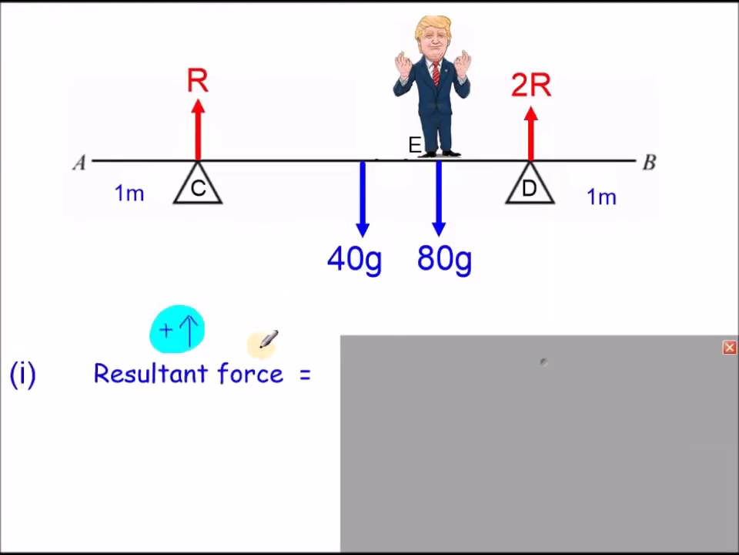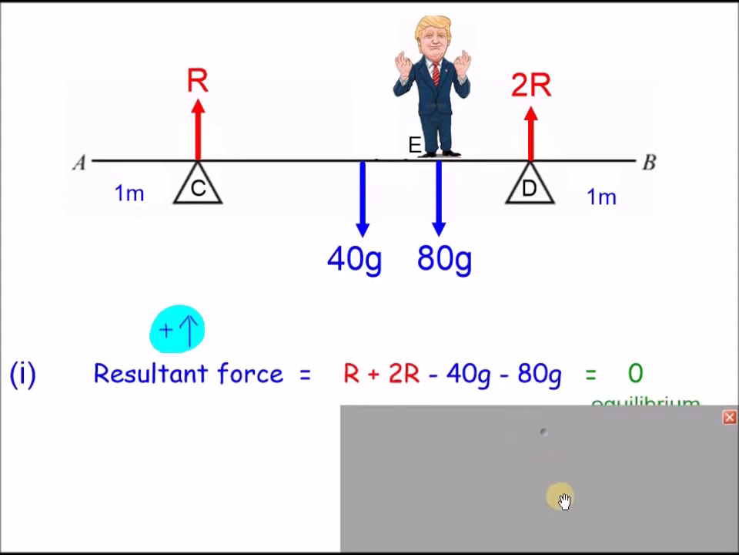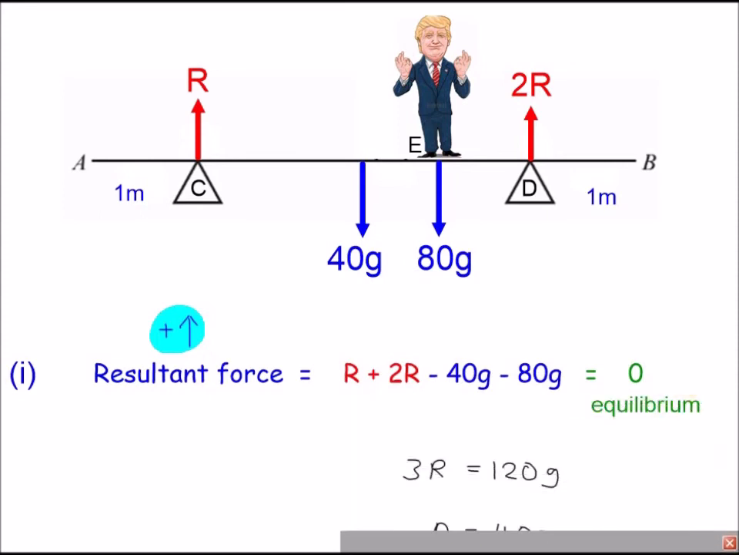Resolving forces vertically, taking the upwards direction as positive. So R plus 2R minus 40G minus 80G will be equal to 0 because of equilibrium. So we can solve to work out R. R is equal to 40G, where G is 9.8.